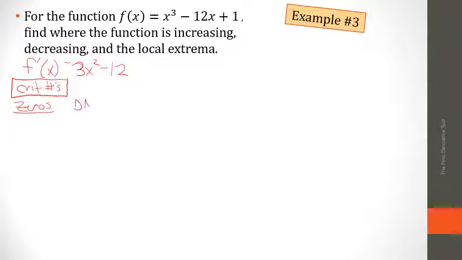Okay, so what I've done so far is just found my derivative, which is my slope. I got 3x squared minus 12. And then I have to find my zeros and my DNE. There's no place that my derivative does not exist.